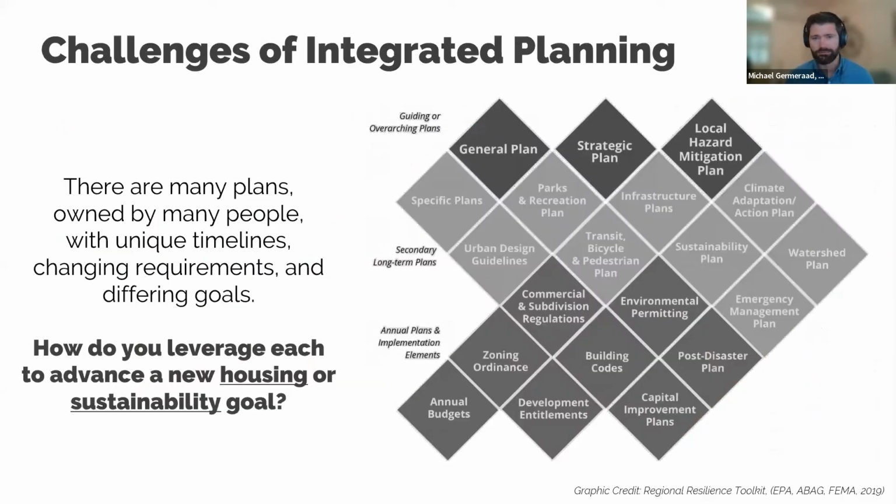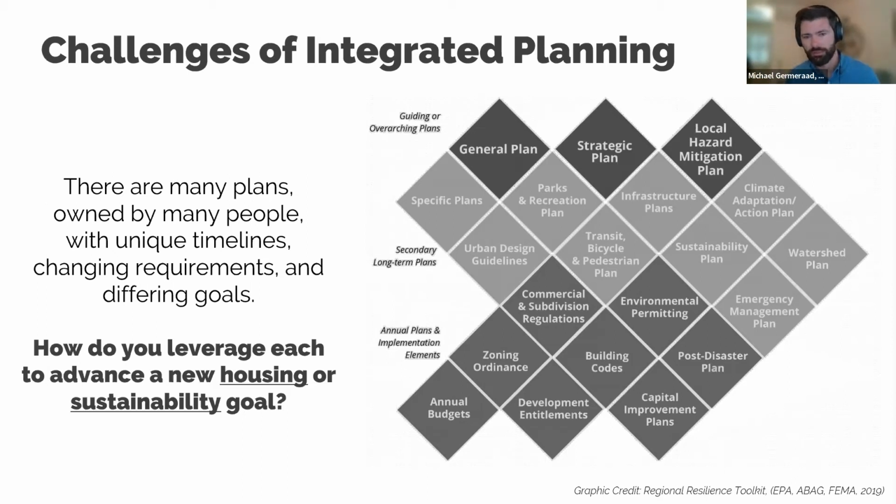Integrated planning is really hard. In many instances, we're just not set up for integration. We compartmentalize pieces into order. There are many plans owned by many people with different timelines, changing requirements, and differing goals. However, each is an opportunity to advance a sustainability, housing, or in the case of this graphic, a resilience initiative.